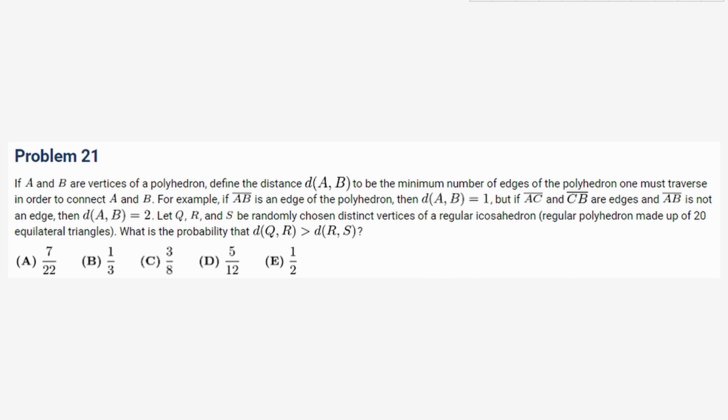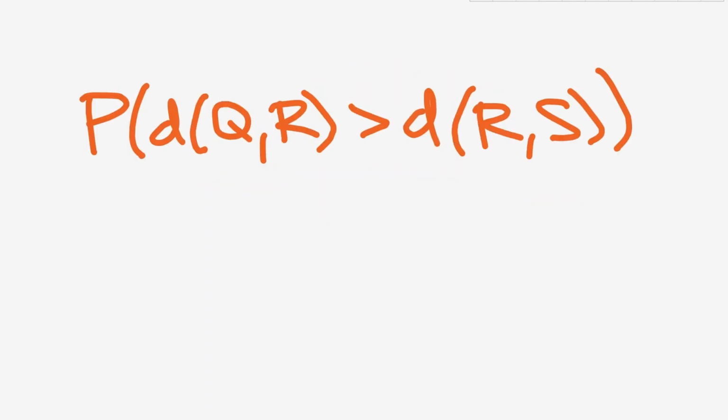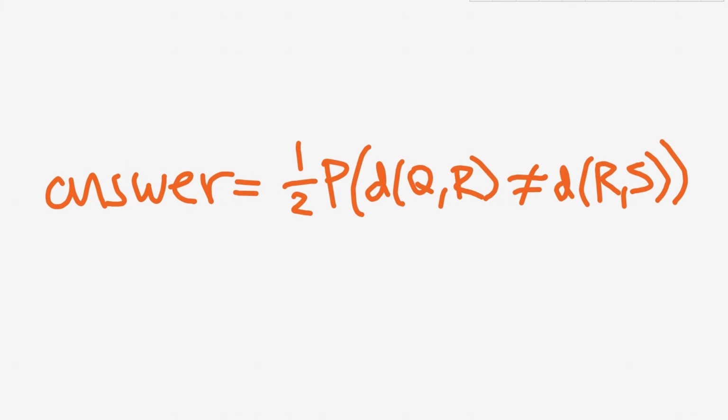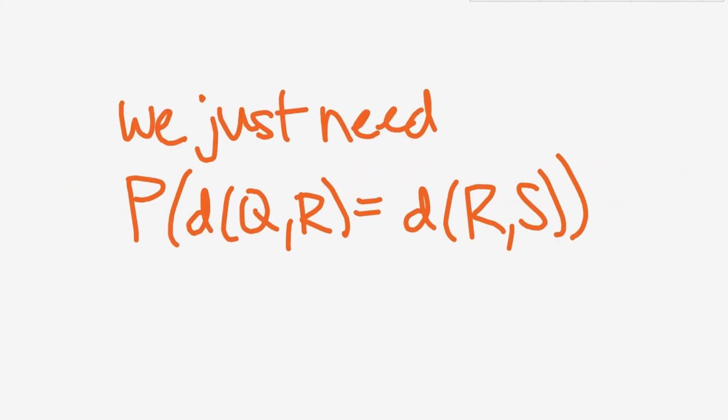Firstly, notice how Q and S are arbitrarily chosen, so the probability that d of Q, R is greater than d of R, S is equal to the probability that d of Q, R is less than d of R, S. Due to this symmetry, we can say that the probability we are looking for is half the probability that d of Q, R is not equal to d of R, S. Thus, it suffices to find the probability that d of Q, R equals d of R, S, or the probability that Q and S are equidistant from R.